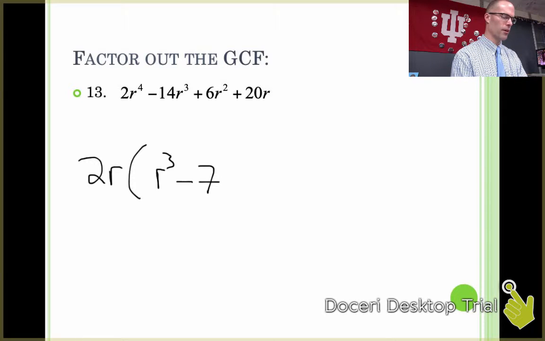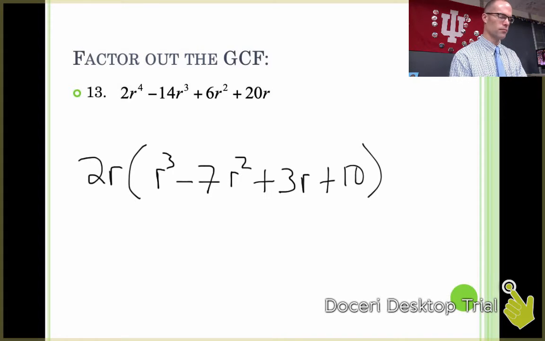R to the third divided by r gives you r squared. Plus 6 divided by 2 gives you 3. R squared divided by r is just 1r. 20 divided by 2 gives you 10. R over r reduces to no r's.